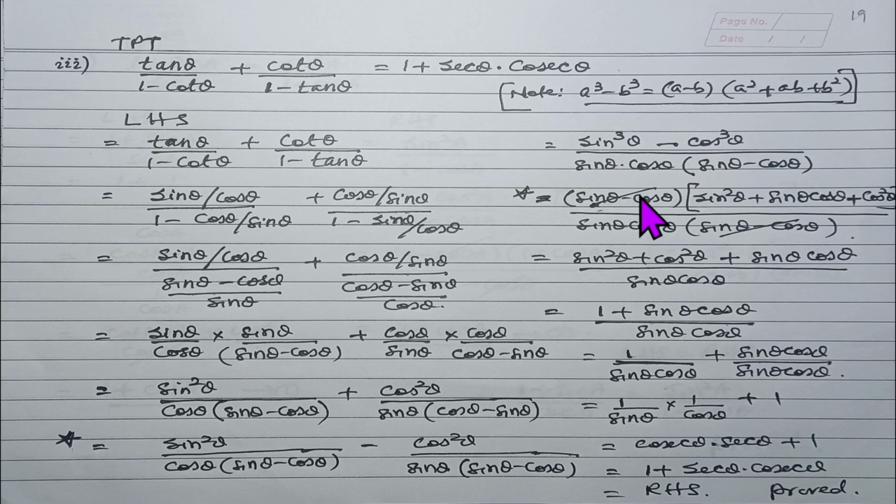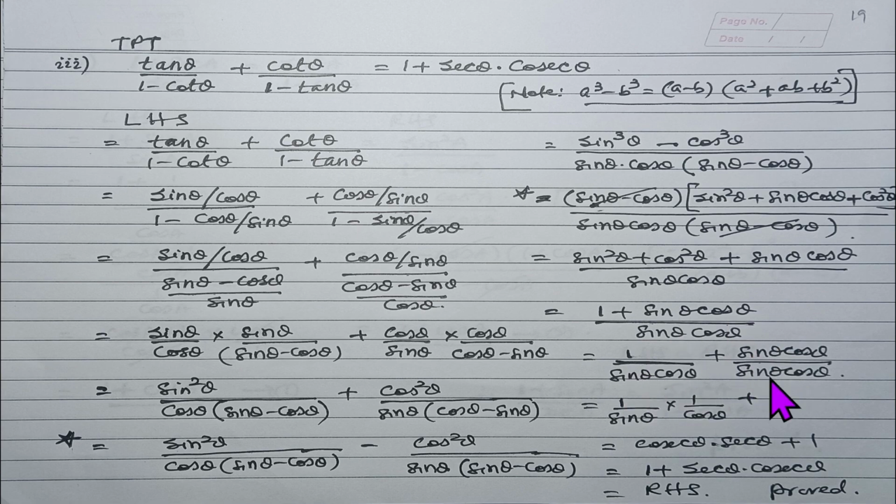So it becomes sin theta minus cos theta here, then a square is sin square theta plus sin theta cos theta plus cos square theta. Now if you observe, sin theta minus cos theta and sin theta minus cos theta will get cancelled, and what remains is sin square theta plus cos square theta plus sin theta cos theta divided by sin theta cos theta. But we know that sin square theta plus cos square theta is 1, plus sin theta cos theta divided by sin theta cos theta.